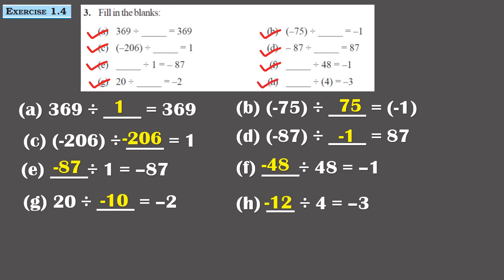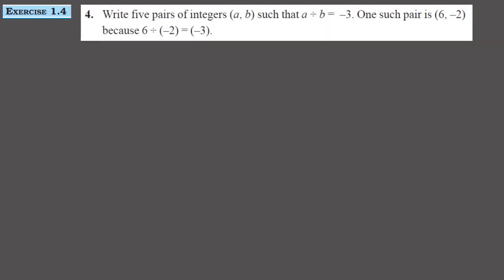Let us move on to question number 4. Write 5 pairs of integers a, b such that a divided by b equal to negative 3. One example is given, 6 and minus 2, and 6 divided by minus 2 is minus 3. So many integers are there. When you divide, you will get minus 3. So many are there. Few I will show here.